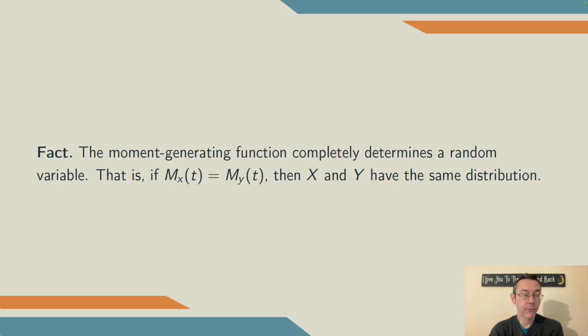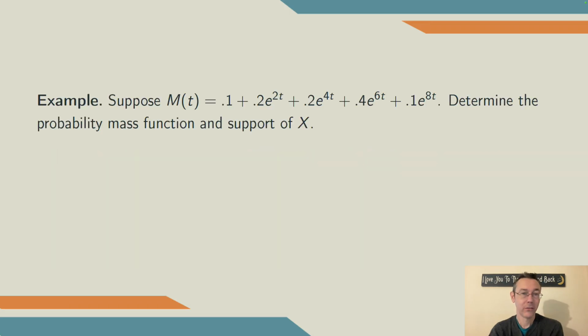The moment generating function completely determines a random variable. So if you have two random variables, X and Y, with the same moment generating function, then they have the same distribution. So for instance, I can give you a moment generating function, like this one, and ask you to determine the probability mass function and support, and have it be an actually meaningful question. Again, before we wrap up this video, pause the video and give this a try on your own.